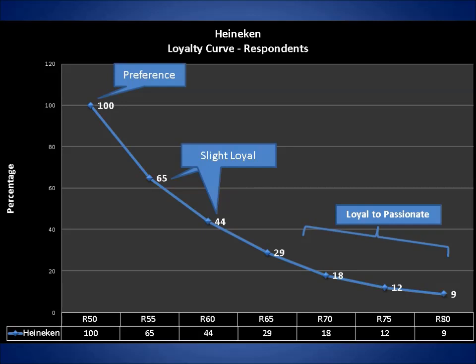I'm introducing 3 terms here that I will use. Preference for the first people when everything was at par. Slightly loyal, well, people that stuck around for another 5 Rand or 10 Rand. And then, of course, people that stuck around for bigger money.